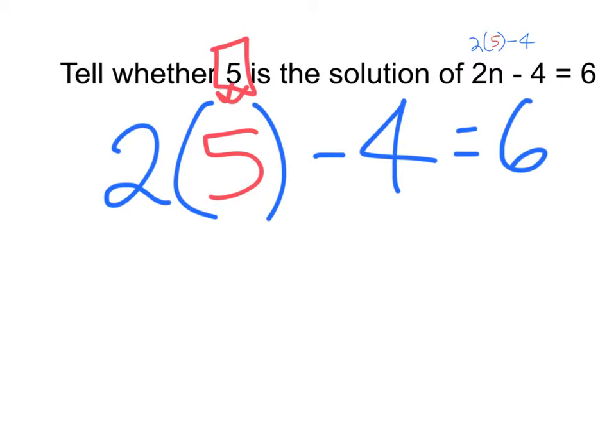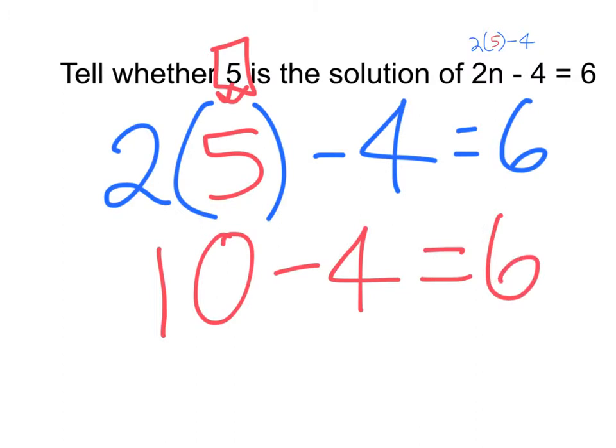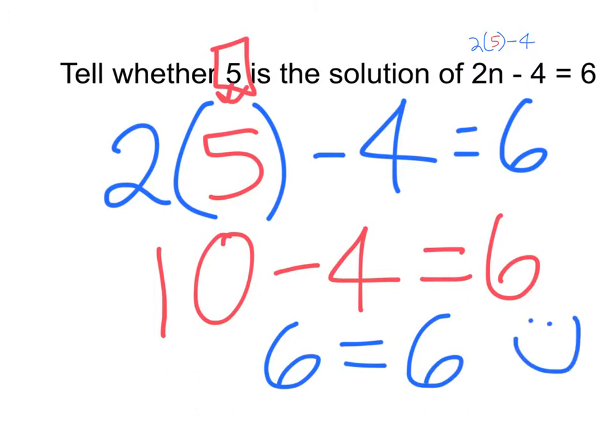And 2 times 5 is what? 10 minus 4 equals 6. And 10 minus 4 is what? It's 6. Does 6 equal 6? Yes, it sure does. So 5 is the solution. This is true, and this looks good.